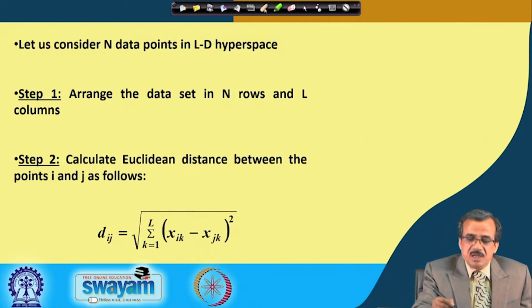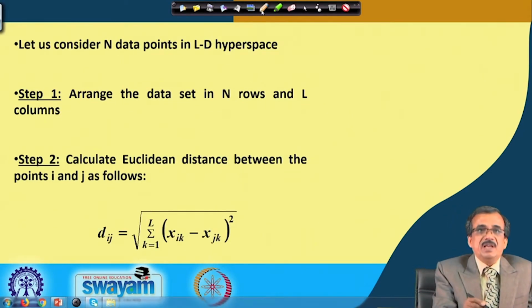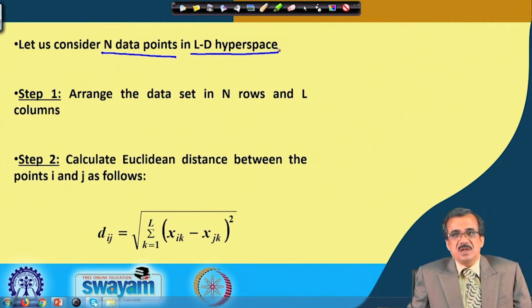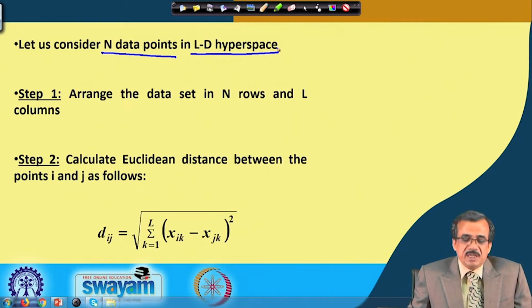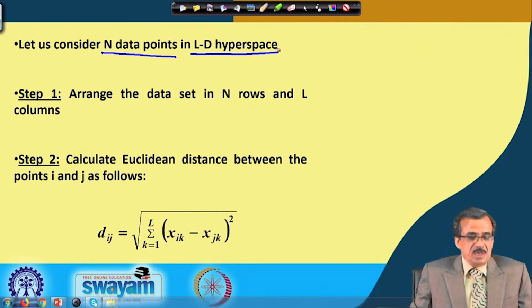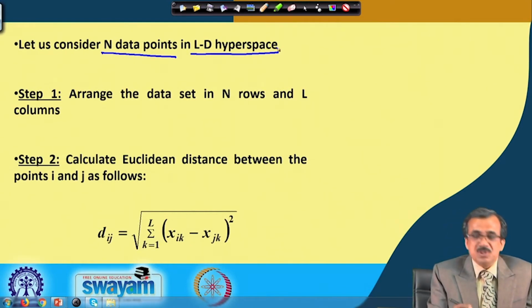Now, let us consider that we have capital N number of data points in L-dimensional hyperspace, and our aim is to carry out clustering. That means we will have to divide these data points into a few clusters, and these clusters will be fuzzy clusters.